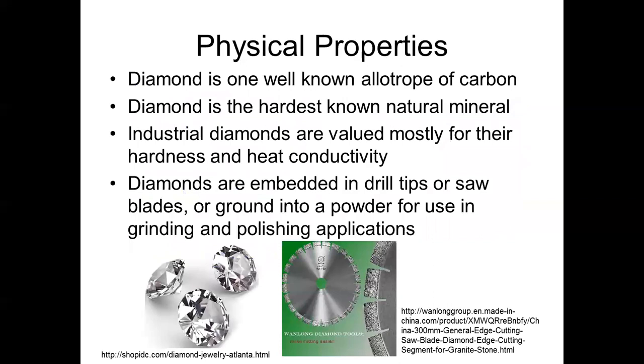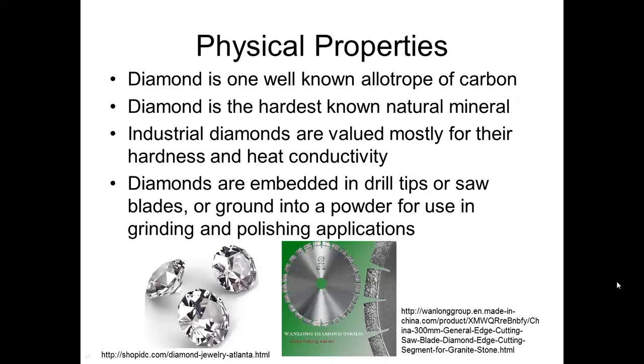So diamond itself is certainly one of the most well-known allotropes of carbon. It is the hardest known natural mineral that we have on the planet. Industrial diamonds are valued mostly for their hardness and heat conductivity, and diamonds are embedded in material or in systems such as drill bits and saw blades, or ground into a powder and used for grinding and polishing and chemical mechanical planarization. So certainly they're used here on the left aesthetically, I guess, for jewelry, but by the tons, I should say, they use these materials on saw blades, etc.